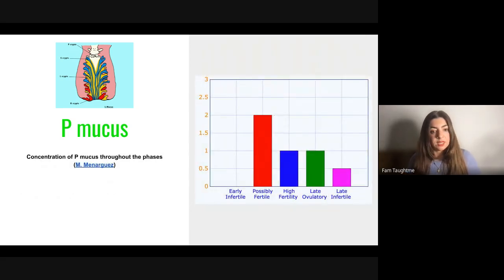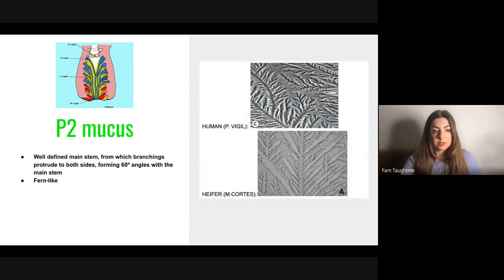So here's what that looks like in graphic form. It's across the cycle, but really, again, the majority is towards the middle of the cycle, during the fertile window, when we would see the P mucus. And P is up at the top, which makes sense because it's a fluid that helps dissolve other fluids. So the P mucus being at the top makes a lot of sense because it can dissolve the mucus plug that is below it. P2 mucus is a well-defined main stem from which these branchings are protruding.